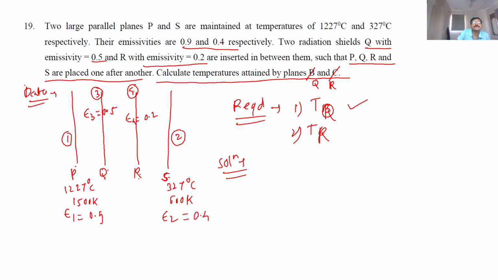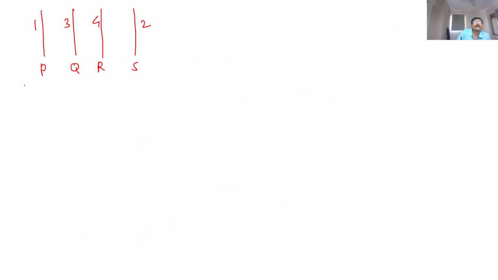Now this is P, this is Q, this is R, this is S. I have numbered it as 1, 2, and the shields as 3 and 4. This is P, Q, R and S. The temperature of P you know, how much is it? 1500. The temperature of S you also know, 600 Kelvin, and they have asked for Q and R.